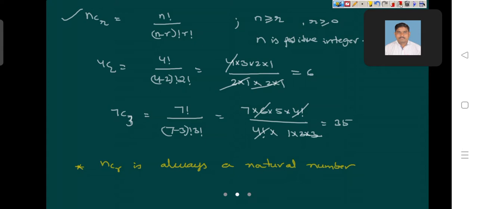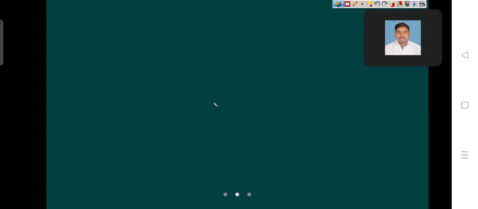Next, some properties. What are the properties of nCr? The first one is nC0 is equal to nCn, and the value is always equal to 1. How can I say that?